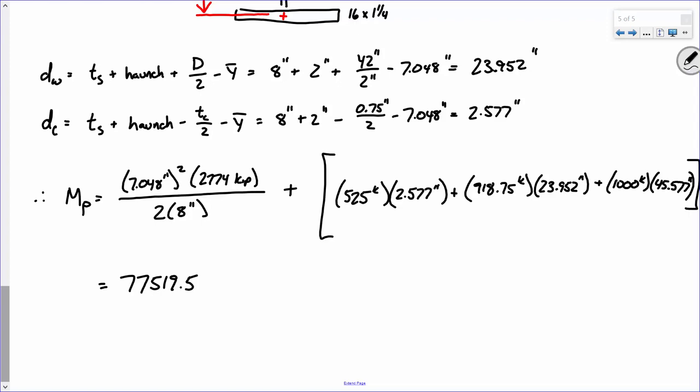Look inside the brackets to see. It's actually pretty simple. What are we taking? We're taking kips times inches, right? So inch kips. So if I want to convert this into foot kips, I divide by 12. So divide that by 12, and what do you get? 6.